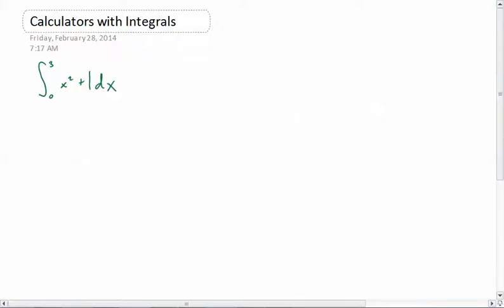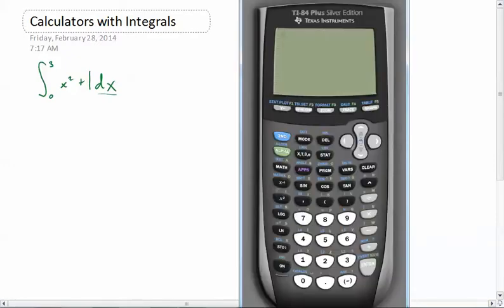So we expect the answer to be somewhere in between those two as we go an integral from 0 to 3. Now note that you do have to have the integral sign, you have to have the boundaries, and this does need to be integrated with respect to that variable. Okay, so I'll show you first one of the easiest ways to do it.